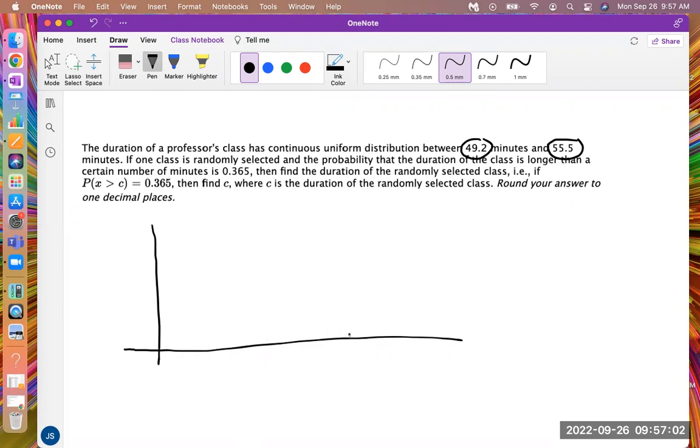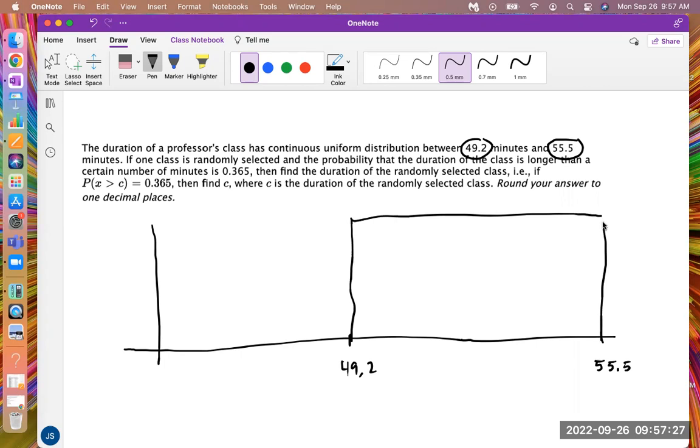So 49.2 is right here, and 55.5 is over here. And it has a uniform distribution. Oh, that's a terrible straight line. That wasn't much better, but I tried. Okay. Well, that wouldn't really be the case because it would be a lot shorter, of course, if it was actually drawn to scale, but it's not really drawn to scale.